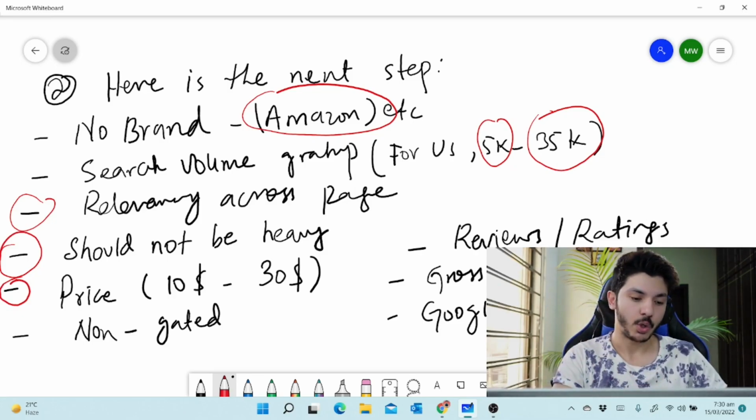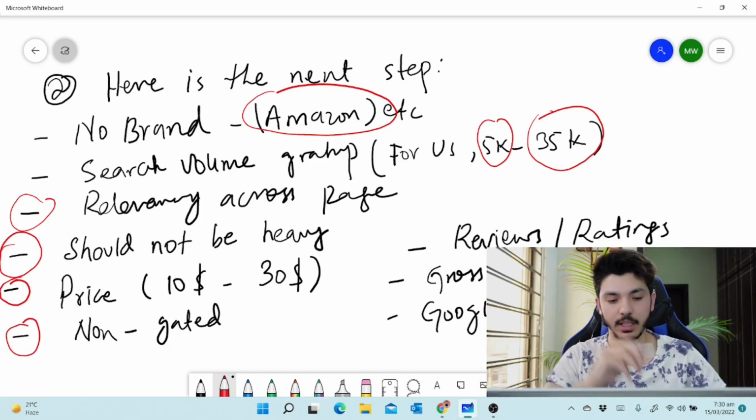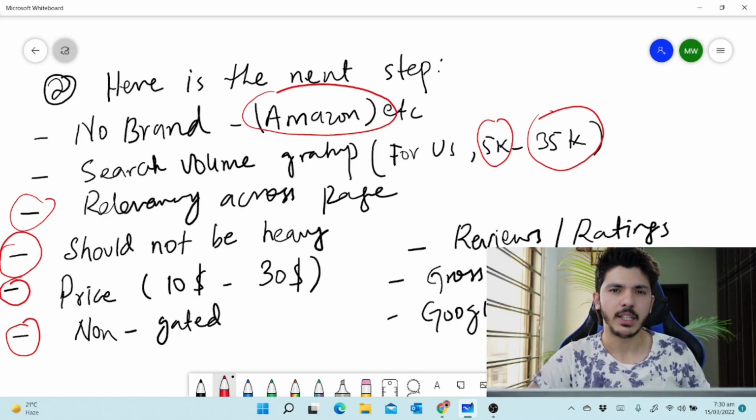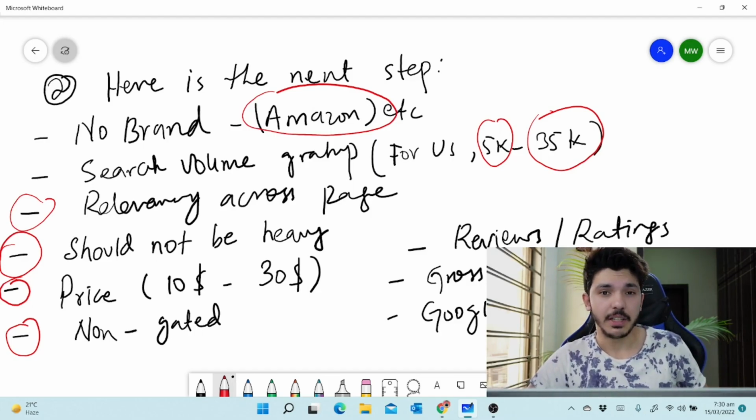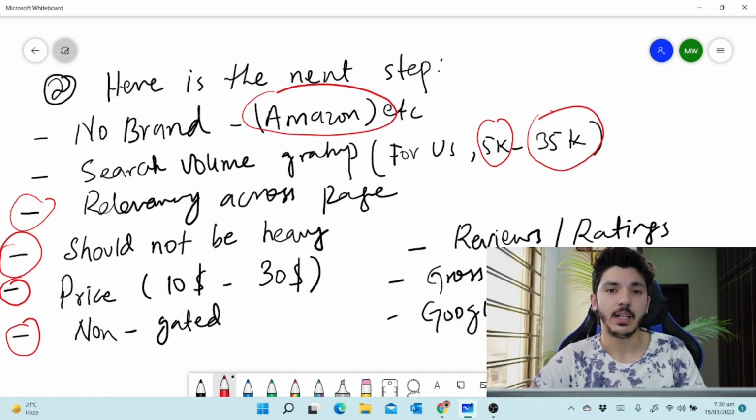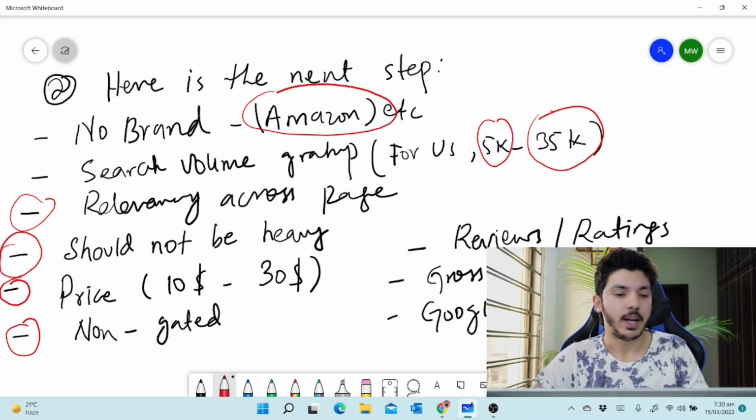So that's important. So the next step is non-gated. What does that mean? There are a few categories on Amazon which are gated categories, like health, supplements, and there are many more which require Amazon certification. So you need to have a proper certification to sell those products, and Amazon may ask you for different documents. So I won't recommend gated categories.